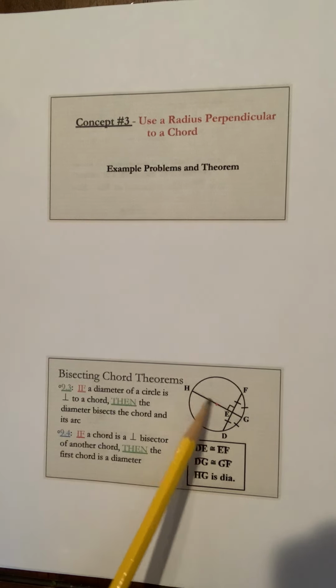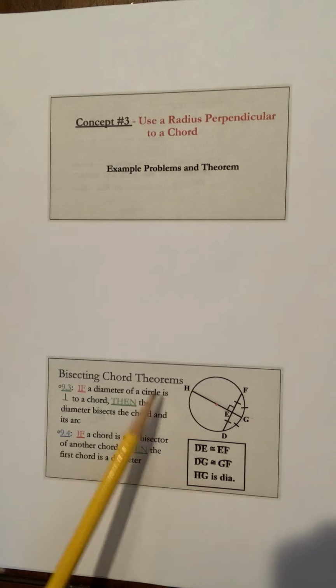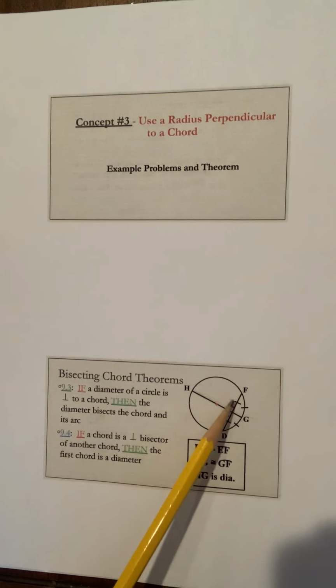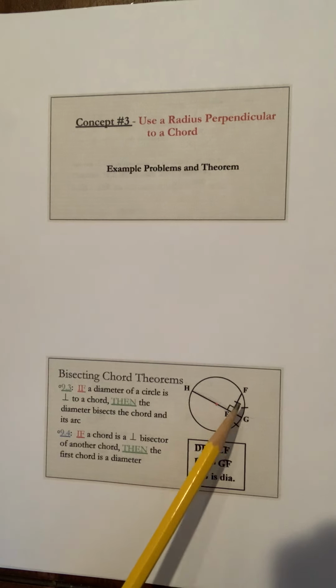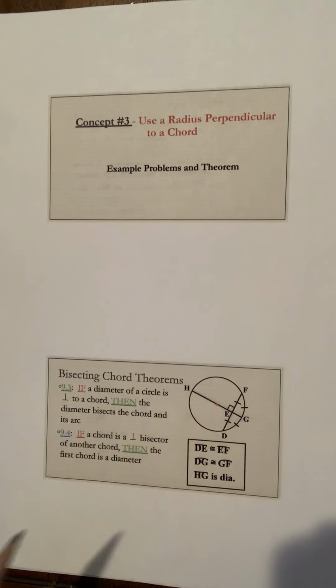Okay, so I have to see that it's a diameter, and I have to see that it's perpendicular to another chord in that same circle. Okay, and then it also works backwards. So if I have two random chords in a circle, and one is a perpendicular bisector of the other, then that first chord is a diameter.